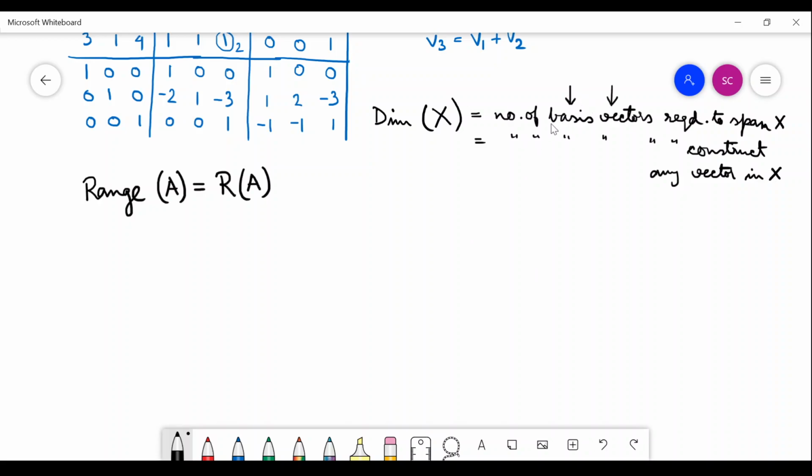What is the number of such basis vectors? You can say least, but we do not really need the word least, because if we have another vector, it becomes dependent on these basis vectors, so it does not become a basis vector anymore. Sometimes you may find this word used, but normally we don't use it. So this is the number of basis vectors. The number of basis vectors required to span X is the dimension of X.